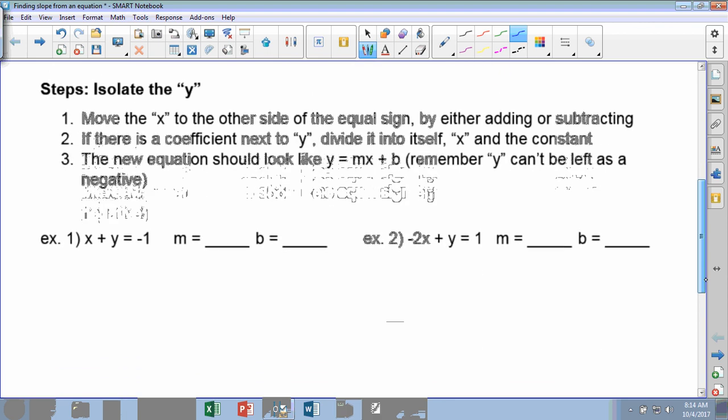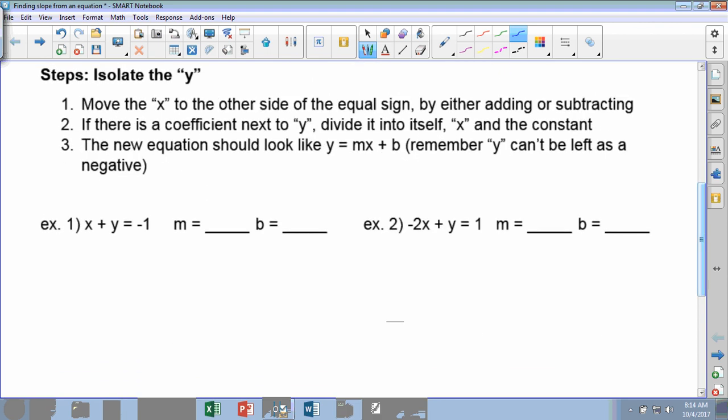So we even have the steps on here for you. We have to isolate the y, which means this variable has to be by itself, okay? Because it has to be in that y equals mx plus b form. So step 1 says move the x to the other side of the equal sign by either adding or subtracting. So if I'm trying to get this in y equals mx plus b, how can I take this x and put it over on the right side? What do I have to do?